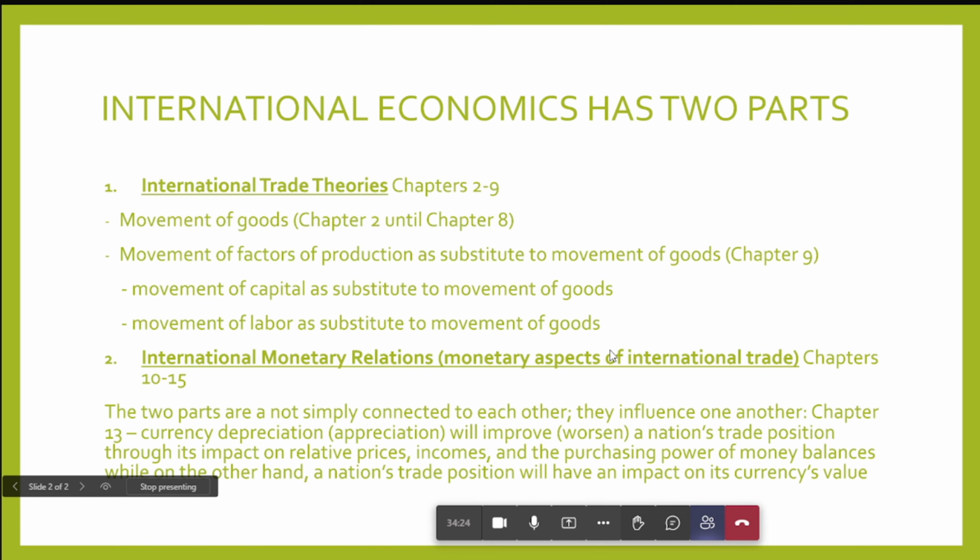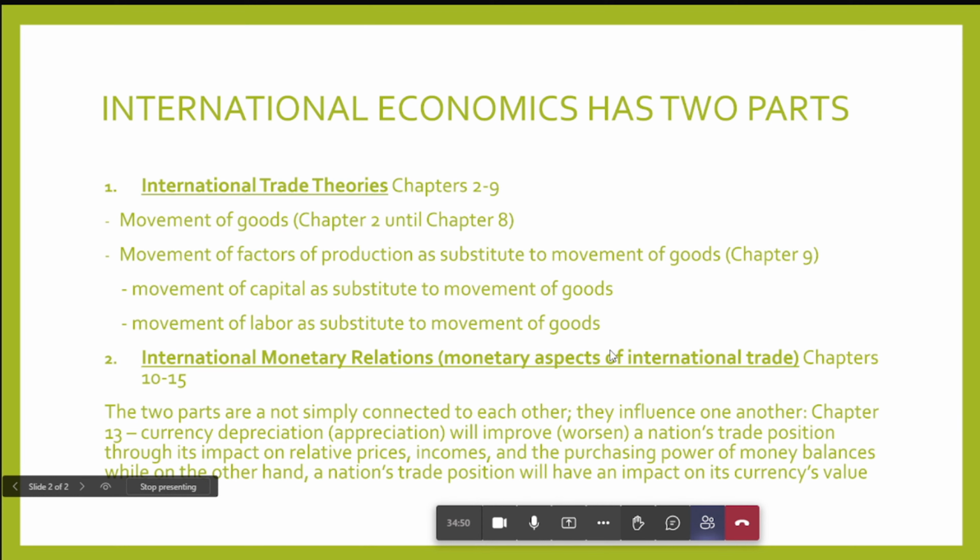It will be doing the same job, with a similar impact to the movement of goods. So that's why movement of capital is a substitute to movement of goods, and movement of labor is a substitute to movement of goods. So we're gonna be studying this in more detail.